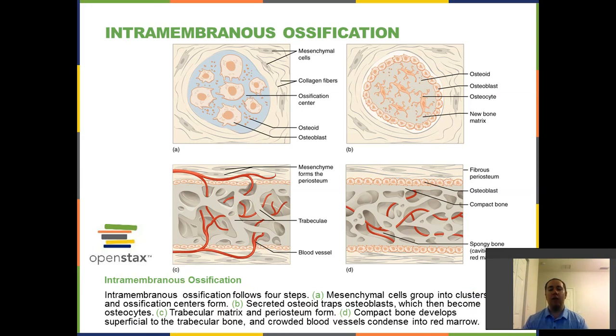It primarily is going to make spongy bone and is going to end up making a bone that is a sandwich of spongy bone between two layers of compact bone. And so we see that in the last figure in the bottom right here. There's spongy bone in the middle, and then there's compact bone on the top and the bottom. So that's intramembranous ossification.